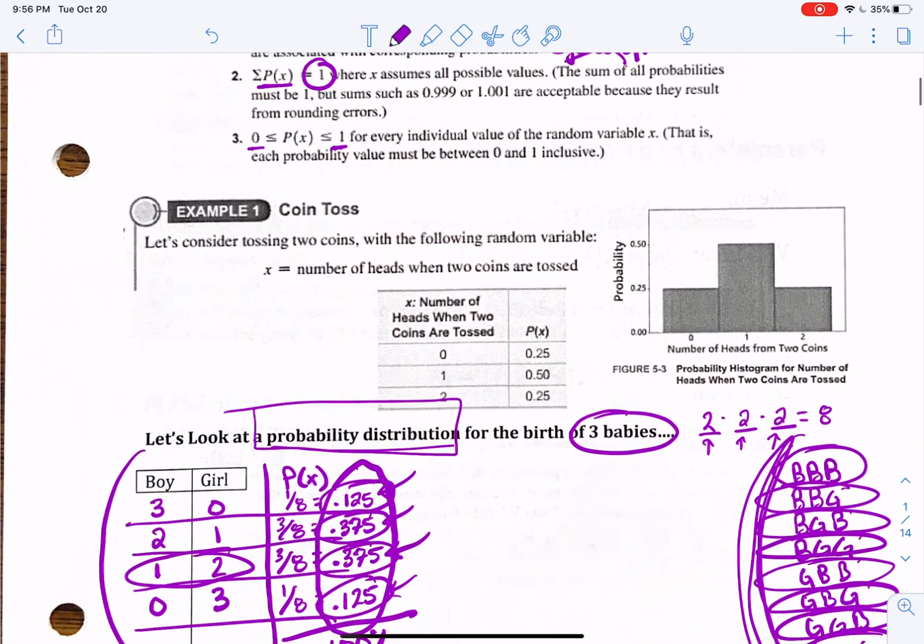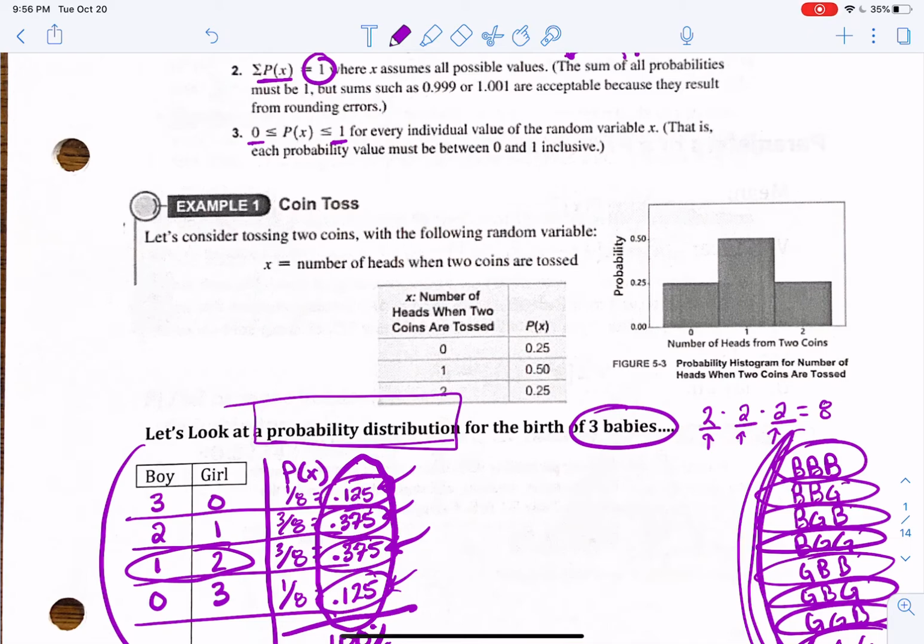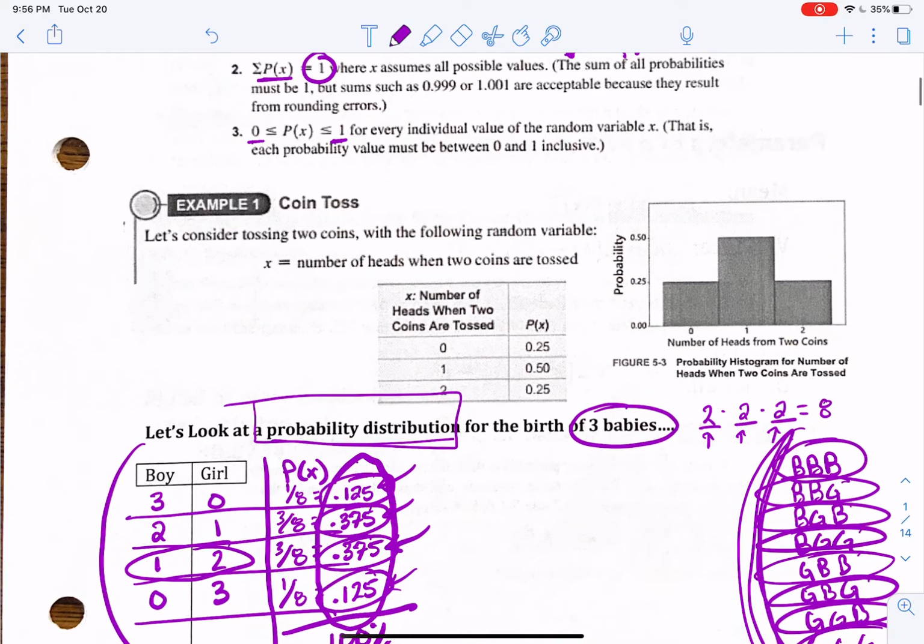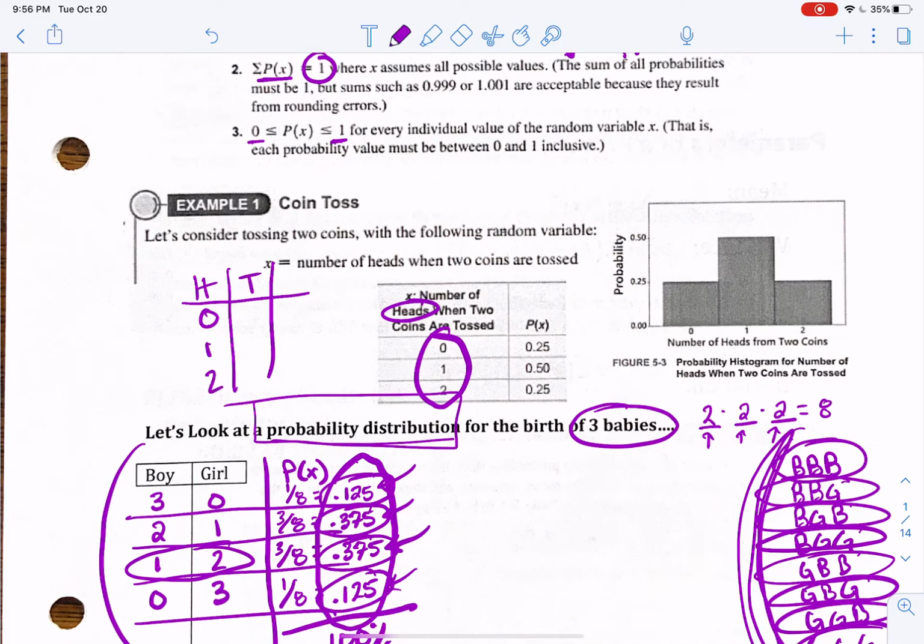All right, let's consider tossing 2 coins with the following random variable. We have the number of coins that land heads. So number of heads when 2 coins are tossed. They are specifically looking at heads. If you would create this table and want to talk about heads and tails, we're going to use these numbers 0, 1, 2 for heads. That would mean 0 heads, 2 tails; 1 head, 1 tail; 2 heads, 0 tails.